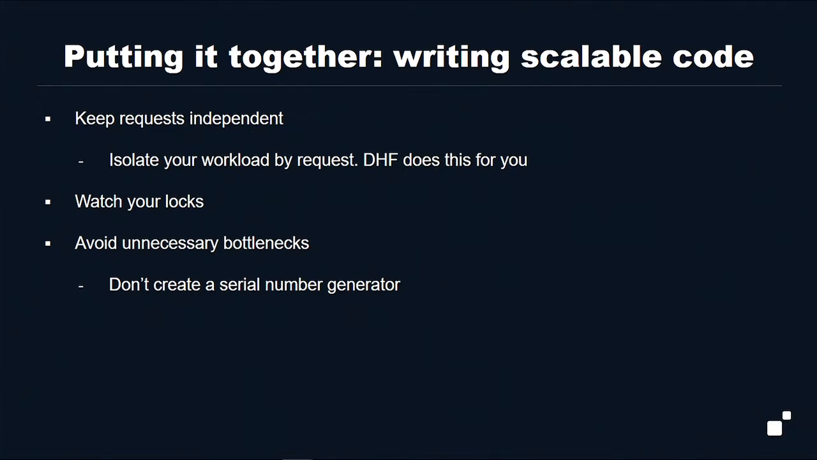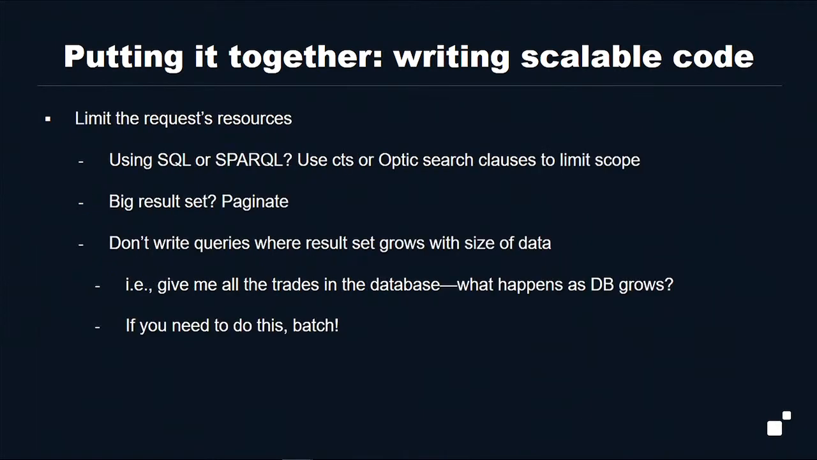You want to keep your requests independent, and by default, DHF will do this for you. It'll help you with this request isolation. Obviously, locking, we've talked about a little bit. That can be a performance drag, and you want to avoid unnecessary bottlenecks. And in distributed computing, creating a serial number generator might be a bottleneck. You might not need it.